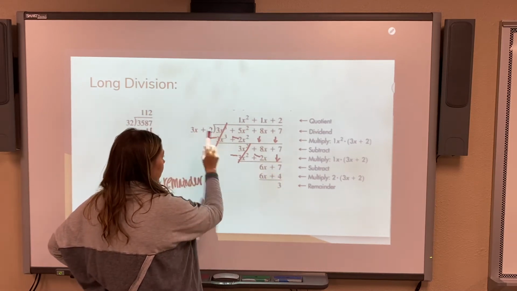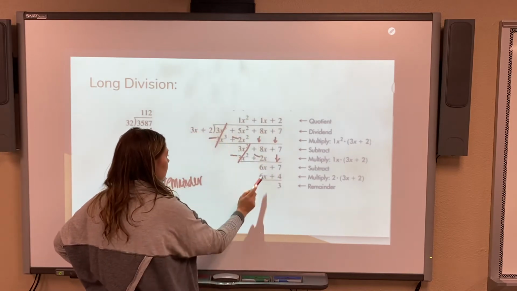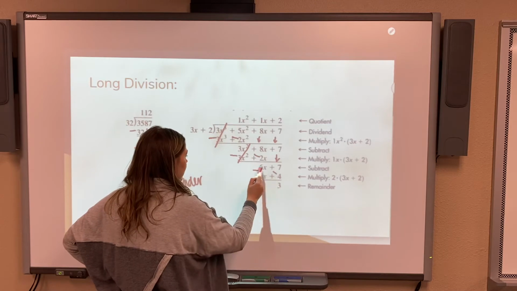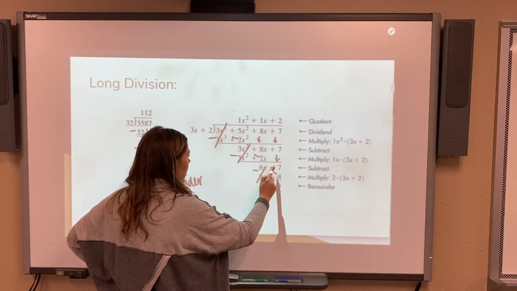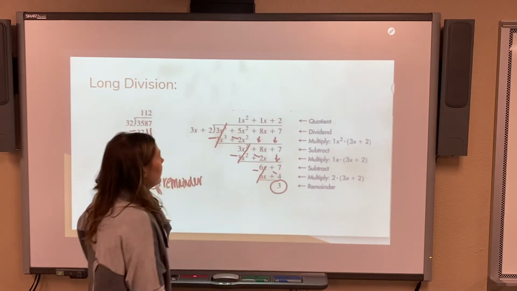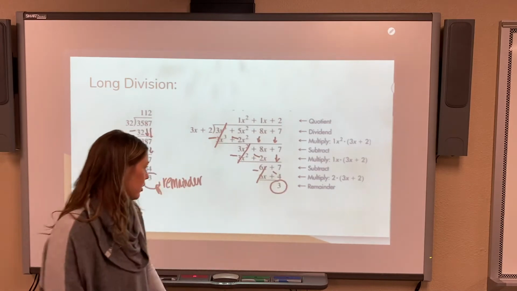How many times does 3x go into 6x? 2, so we put our 2 up there. 2 times 3x is 6x. 2 times 2 is 4. We subtract both of them. 6x minus 6x cancel. 7 minus 4 is 3. So there's your remainder of 3. And so there's your quotient, and the dividend is this, the quotient is this, and there's your remainder.